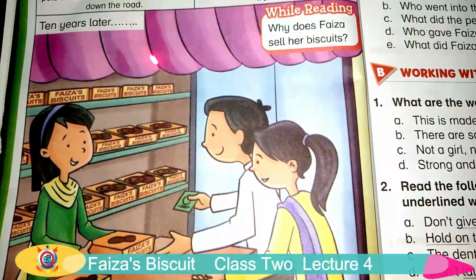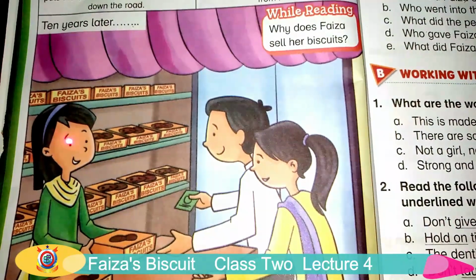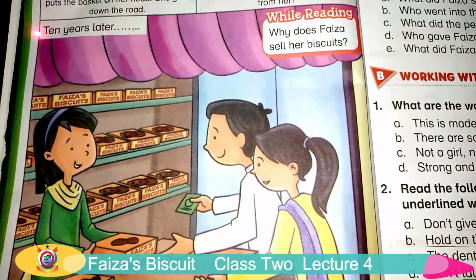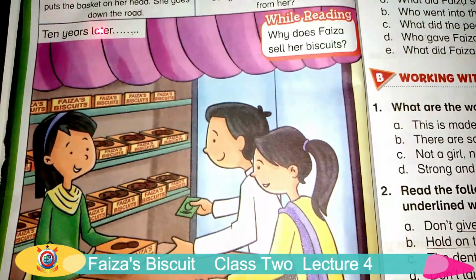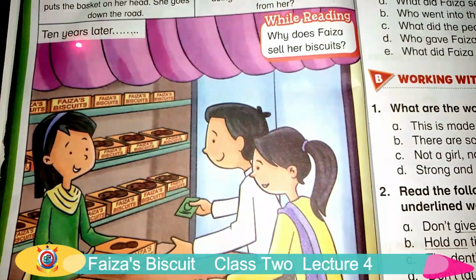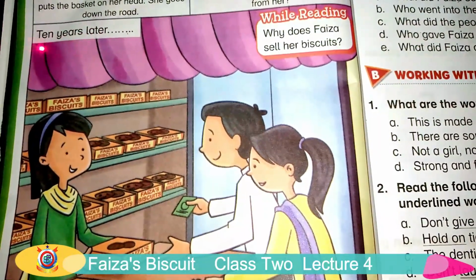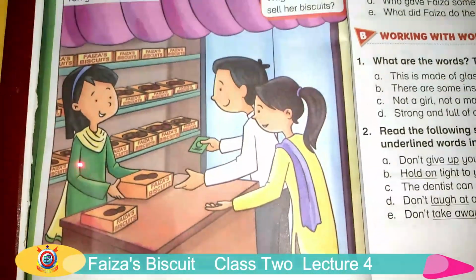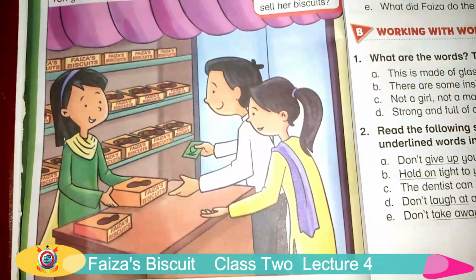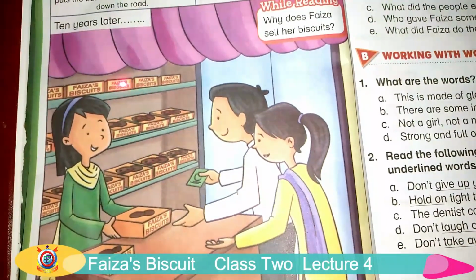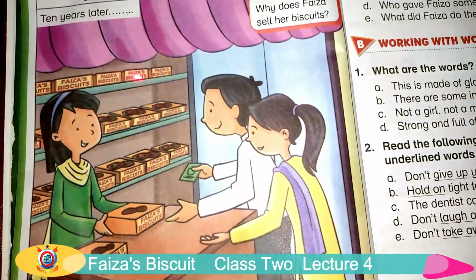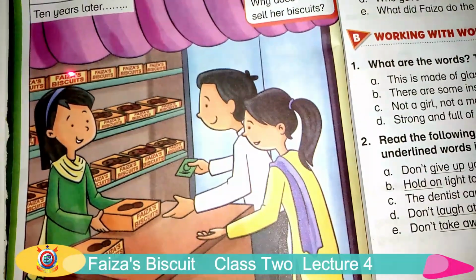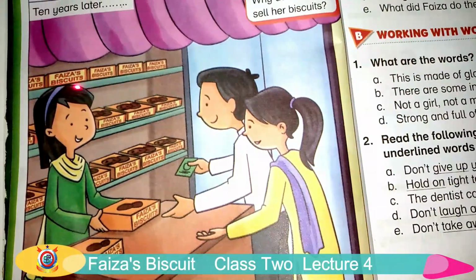Now look at the next picture. In the next picture, they have given you some hint about what happens after 10 years. 10 years later means after 10 years. Now, they haven't written anything here, but you can see that here is a shop, and in this shop we can see a lot of packs of biscuits. And on these they have written Faiza's biscuits.